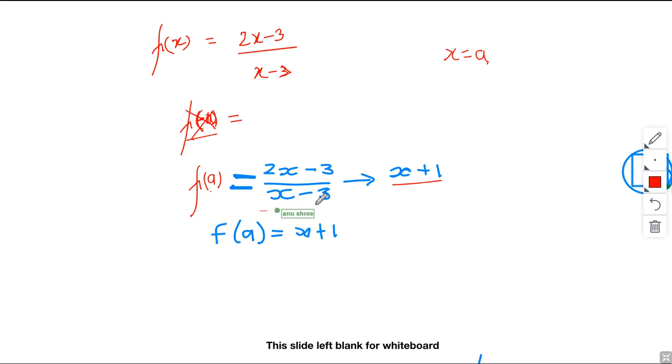Yes. So what you have to do is just put x equals a in this equation, right? So it will become 2a minus 3 over a minus 3. Is this clear?